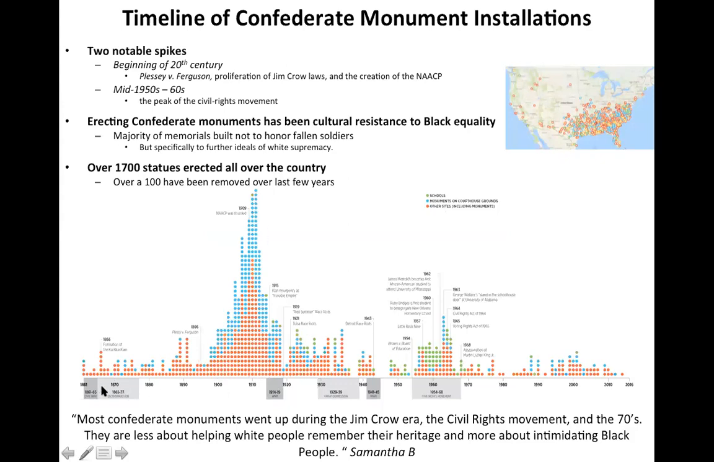It shows the different timelines of when they were built. There were a few, but not a whole lot during the Civil War and after the Civil War. It was mainly during this time period, the 1900s to 1920s, where a lot of them were built, and then there was a second smaller wave during the 1950s and 60s during the civil rights movements.